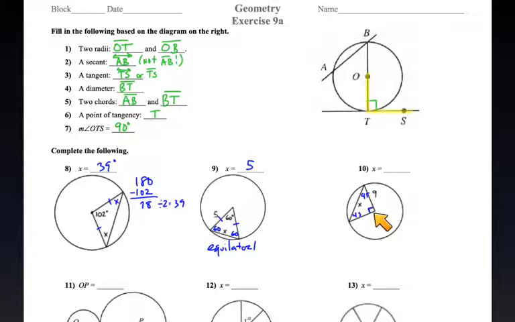Same opportunity here. If that's a right angle, these two angles have to end up being 45. Therefore, this is a 45, 45, 90 isosceles right triangle. 9 times the square root of 2 to get from the leg to the hypotenuse.